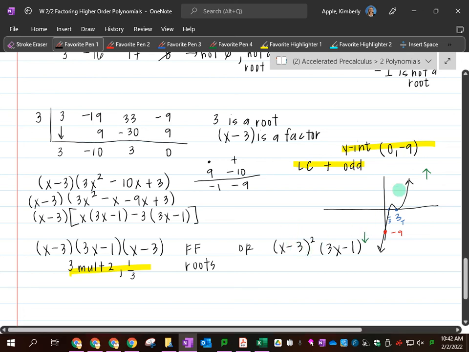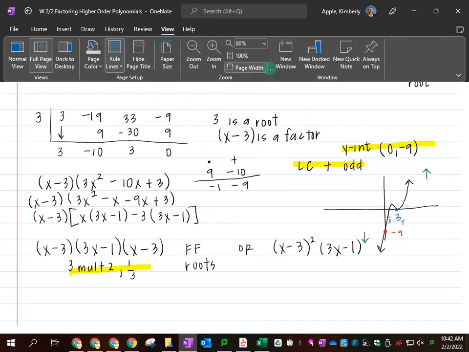End behavior matches, I was able to pass through the y-intercept. I bounced here because of the multiplicity 2. I crossed over at 1/3. Let me zoom out, go over it with you, and then we're going to practice.